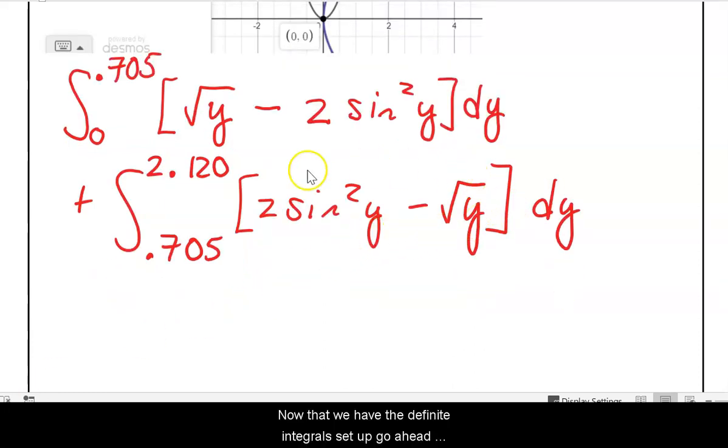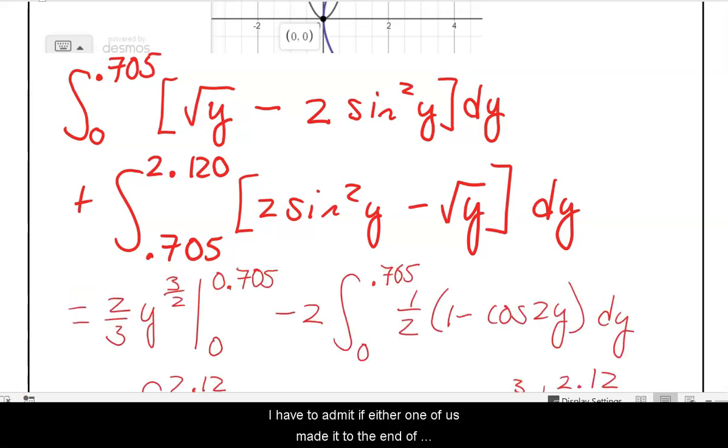Now that we have the definite integrals set up, go ahead and turn the video off, compute the definite integrals, then turn it back on to check your answer. I have to admit, if either one of us made it to the end of these ugly integrals without an arithmetic error, it will be a miracle.